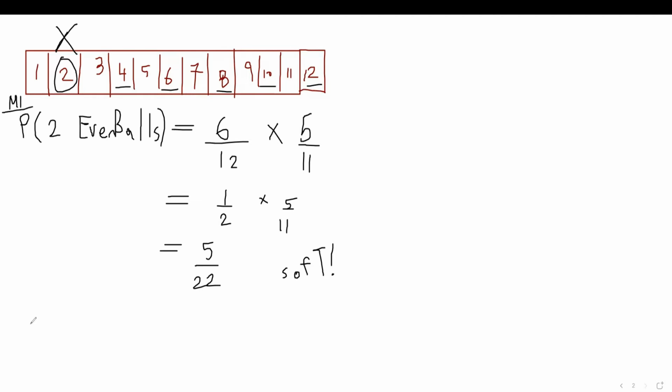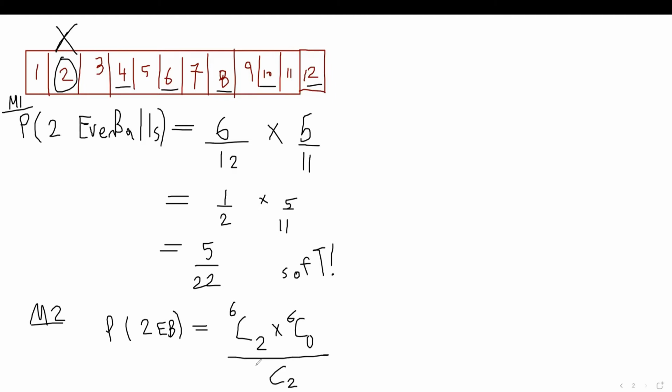Let's look at method 2. Method 2 is we can use combinations. The probability of getting 2 even balls, I'm going to write 2E to represent 2 even balls. To use combinations, you're choosing 2 even balls from the 6 even balls, times how many odd number balls you're choosing? None from the 6. So 6 choose 2 times 6 choose 0. And then, because it's probability, divide it by choosing 2 from 12.